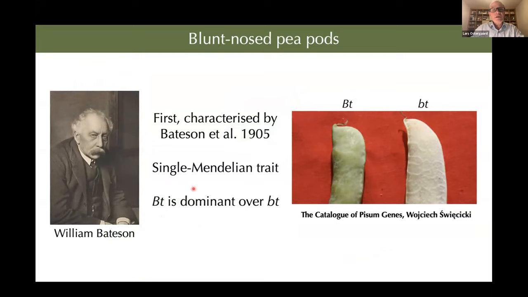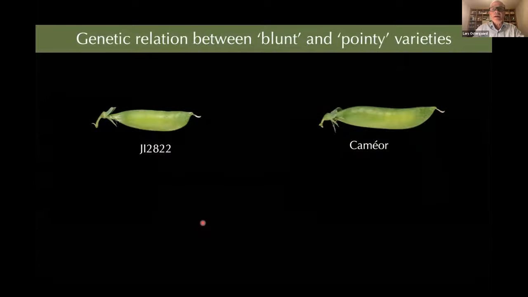He found at that time that the bluntness, the capital BT, compared to the mutant, the small bt, the bluntness, was dominant over the pointiness. And that this could serve as a single Mendelian trait, so 3 to 1. And this means that it's probably just one locus or one gene that is regulating this shape. So we have set out to try and find out what gene that might be.